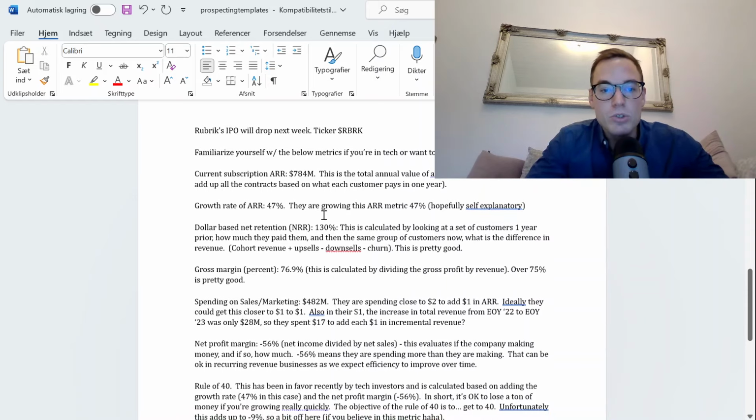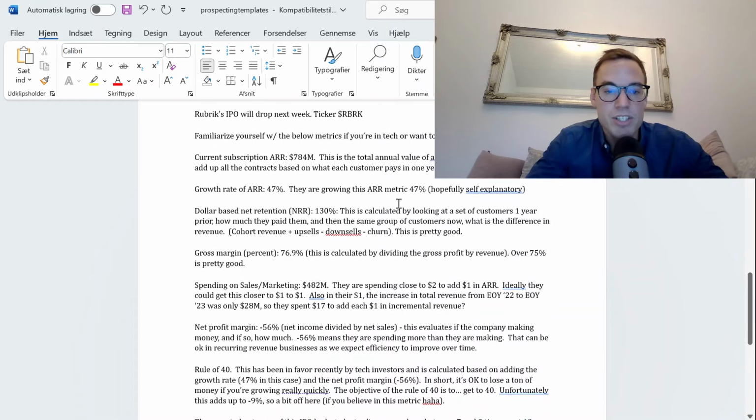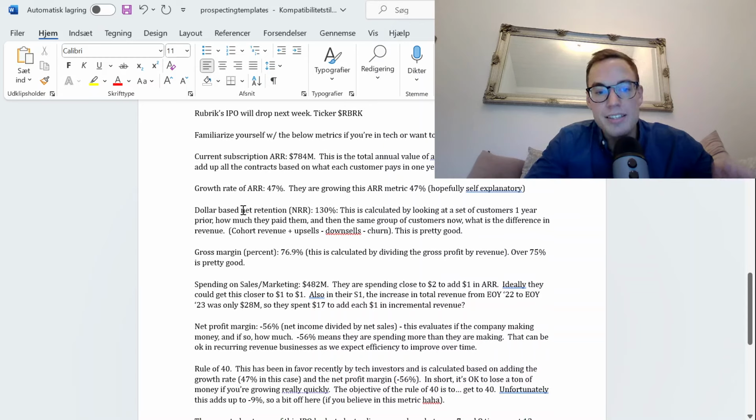And then we have the growth rate of this ARR at 47%. Quite good growth. Hopefully this metric needs no further explanation. Then we have dollar-based net retention. This is 130%. The calculation here is a set of customers from 1 year prior, how much they paid to Rubrik, and then the same group of customers now, and what's the difference in revenue.